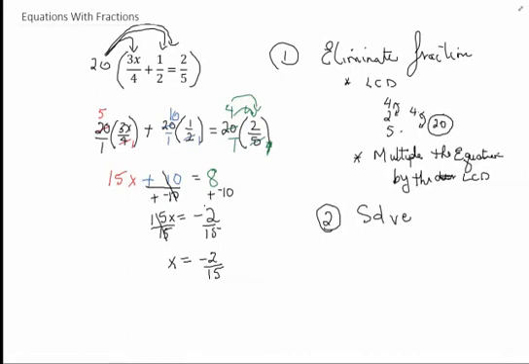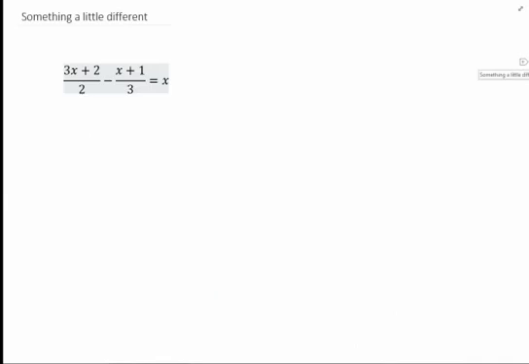Let's take a look at something just a little bit different. And here what we have is an expression over a denominator. In this case, how we deal with this is exactly the same thing. What's important to remember is this is a binomial, it's one piece, and we deal with it as one piece. Okay? But we're still going to eliminate our fraction by finding the lowest common denominator.